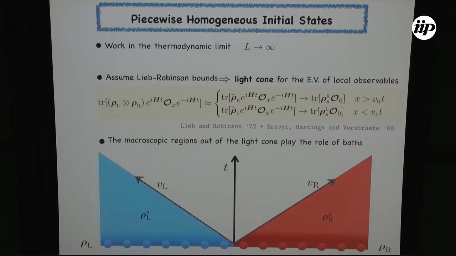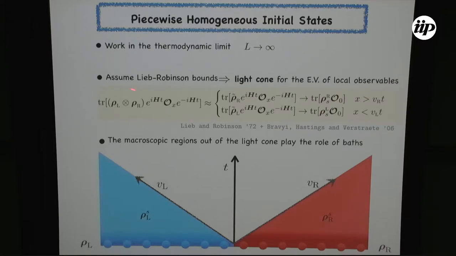Okay, let's try to understand some basic features of the time evolution from these kind of states. First of all, I always consider the thermodynamic limit, so the volume of the system is sent to infinity. Basically, these two regions here are going to be plus and minus infinity in space. And I also consider normally spin chains, at least in the first part of my talk. And I assume Lieb-Robinson bounds. The presence of a Lieb-Robinson bound, so a maximal velocity for the propagation of information in the chain, immediately causes the appearance of a light cone.